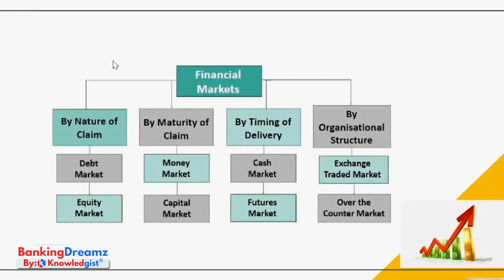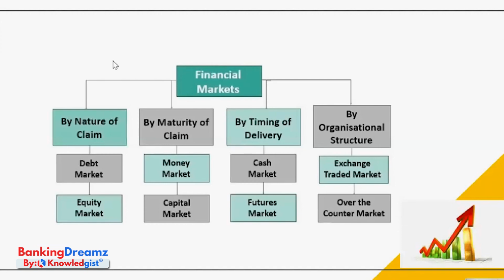Timing of delivery: cash market means you are buying it and the delivery is taking place immediately. But in future market like derivatives, you buy an instrument for a future date. Exchange traded market means instruments that are traded over exchanges, NSE, BSE, gold exchange, MCX, etc. Over the counter market means OTC, without involvement of any online trading platform. If a deal takes place that way, it is called over the counter market. Like I told you, you can buy sovereign gold bonds online through various demat accounts. That is exchange traded market.